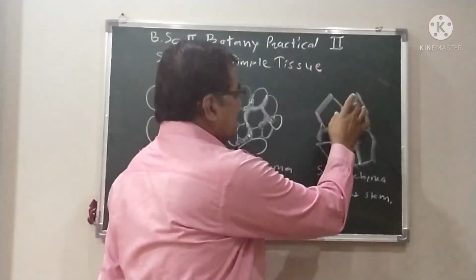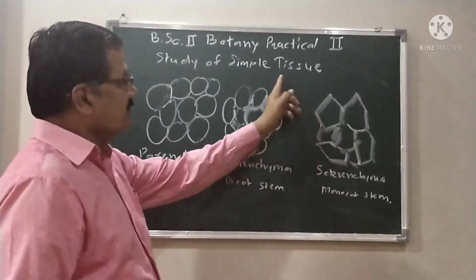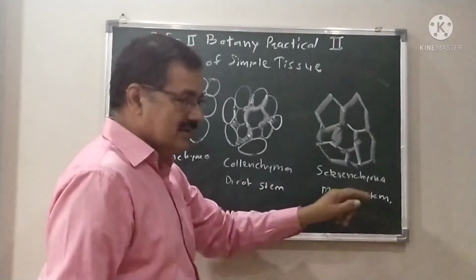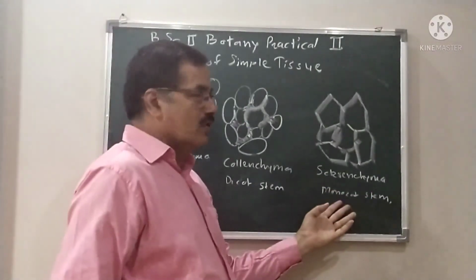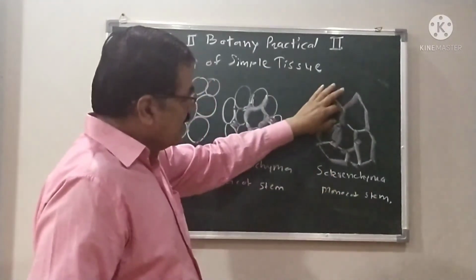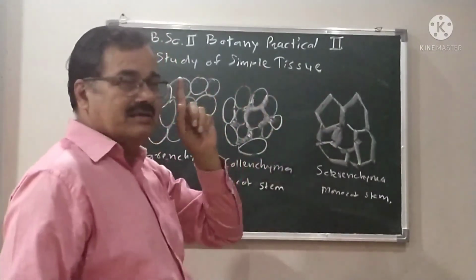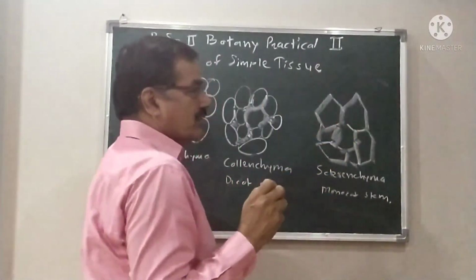The third one is the sclerenchyma. The given slide is a simple tissue, known as the sclerenchyma. Sclerenchyma is generally present in delicate stems, generally monocot stems. The sclerenchyma cells are thick-walled cells. Sclerenchyma is a dead cell. Protoplasm is absent or withdrawn.